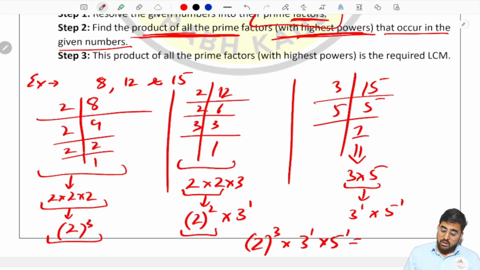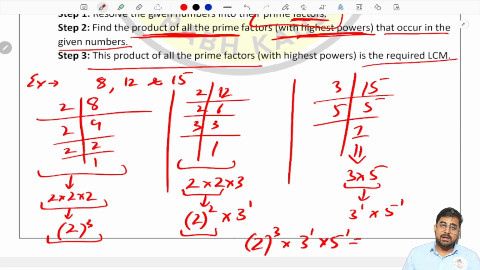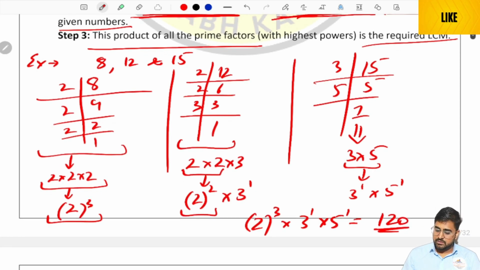Okay. Now the product of all these prime factors is the answer. Basically, when you multiply all of them, you will get the LCM of these numbers. 2 to the power 3 is basically 8. 8 into 5 is 40. 40 into 3 is 120. The answer is 120 here. I hope it is visible.